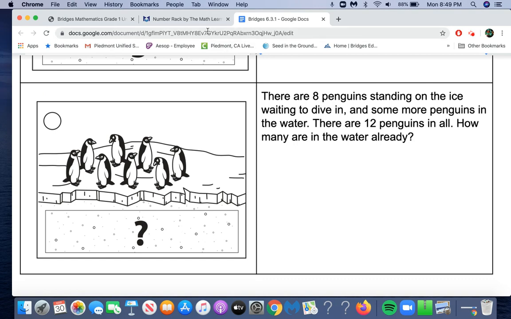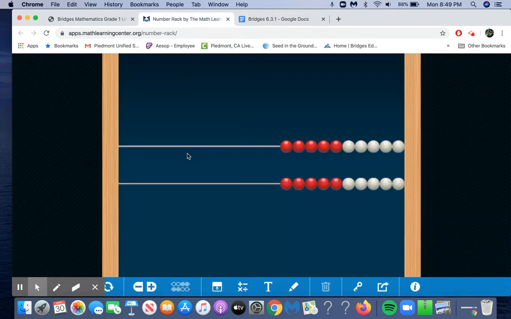I think I need the number rack to help us. So I'm going to keep that in mind. 8 in here. We don't know in here, but we know that there are 12 penguins in all. So let's start with the 8 up on the ledges. And then some more. Then there are 12 altogether.